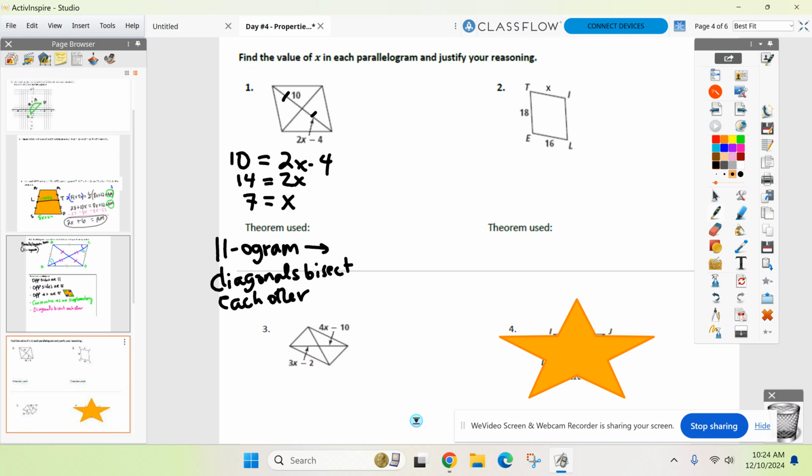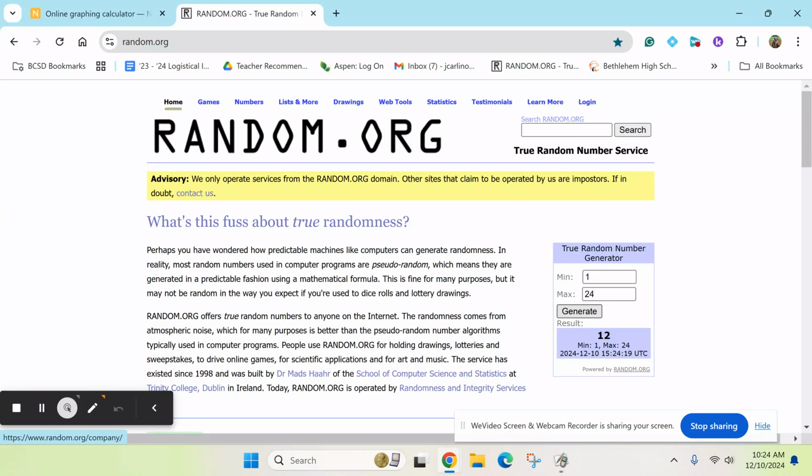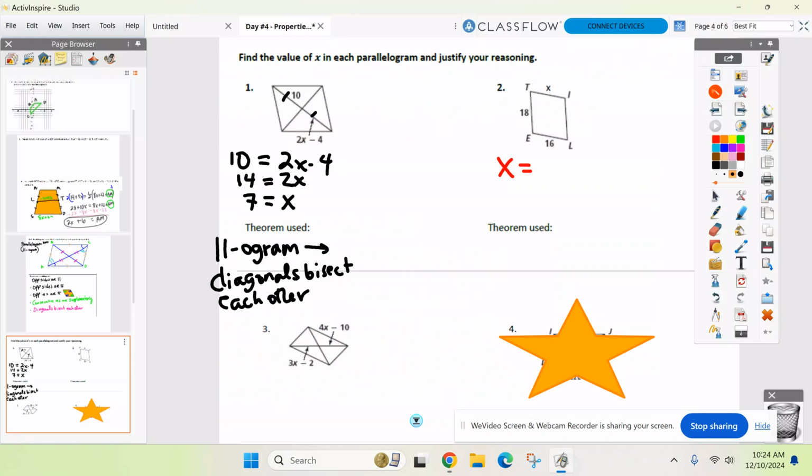Even quicker than number 1 is number 2. How about the value of x here? Jacob? 16, because parallelogram implies what property did you just use there? Opposite sides congruent. Good.